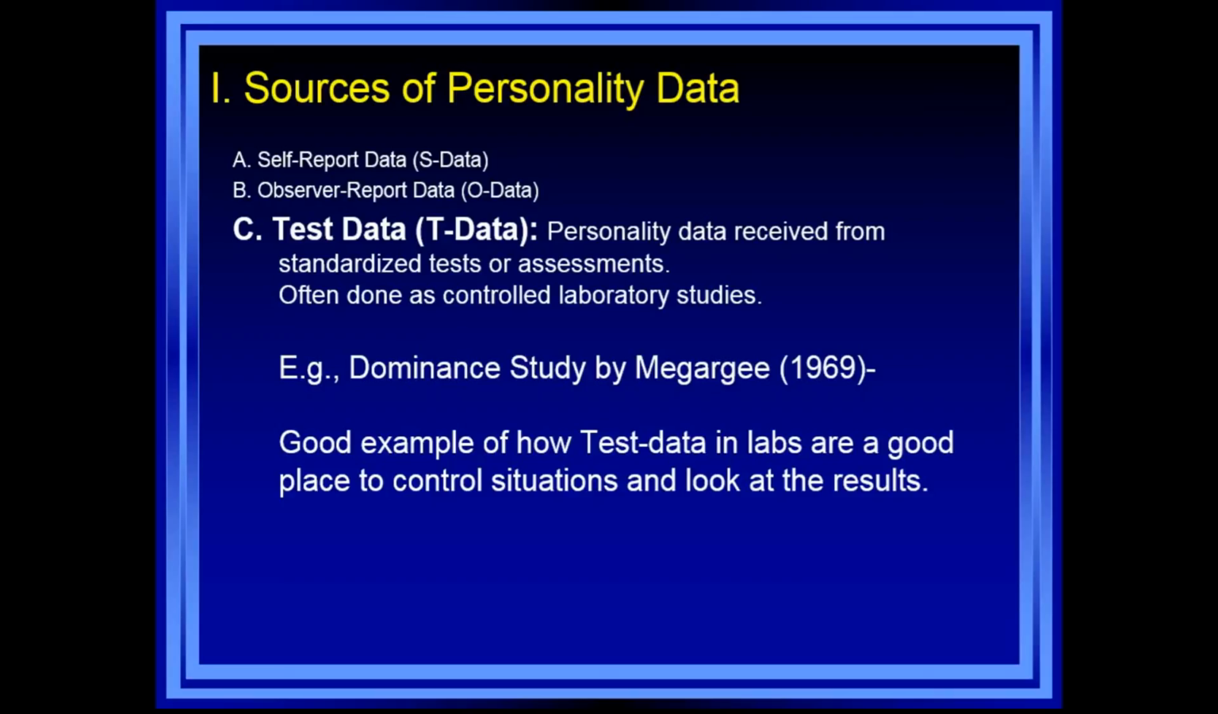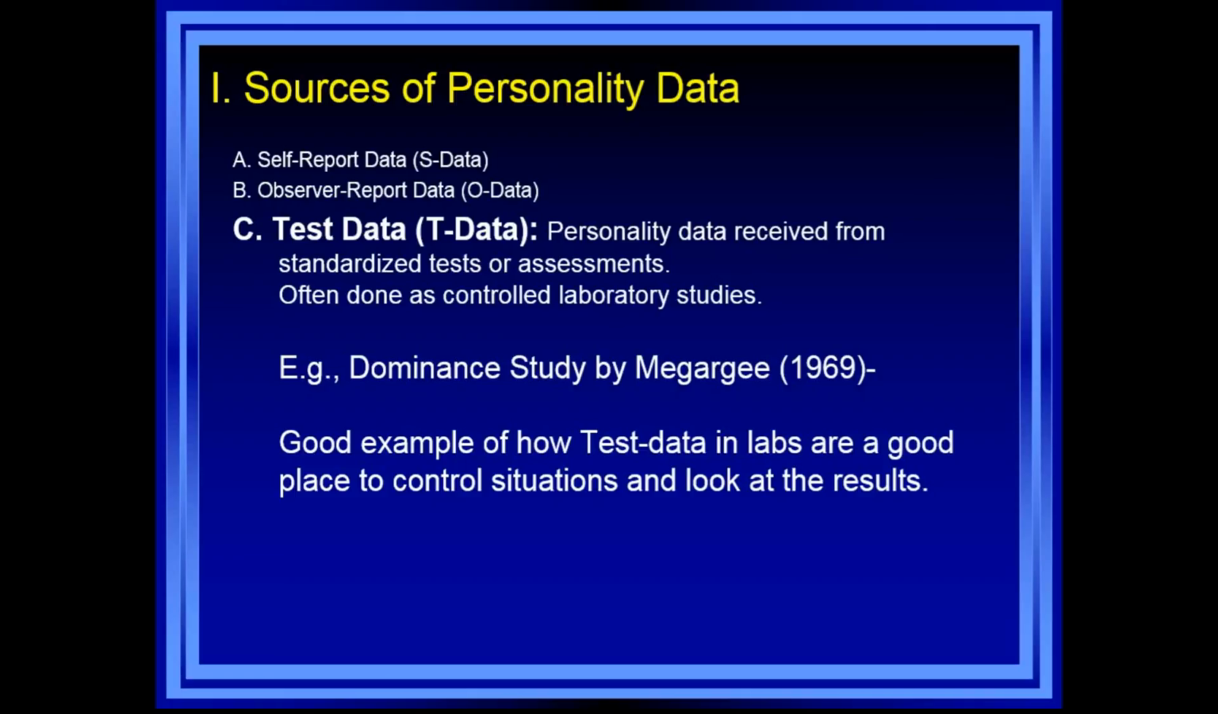So here's what they did. This is the dominance study by Megargee. First of all, they took this large group of people and they simply assessed dominance. Everybody filled out a questionnaire and they scored dominance ratings. And they took those who scored very high in dominance, and they also took those who scored very low in dominance. Everybody else they didn't use in the study. So they took those very high in dominance and those very low.